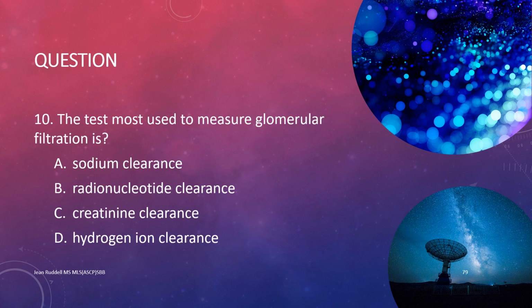Question 10. The test most used to measure glomerular filtration is A. Sodium clearance, B. Radionucleotide clearance, C. Creatinine clearance, D. Hydrogen ion clearance. The answer is C. Creatinine clearance.